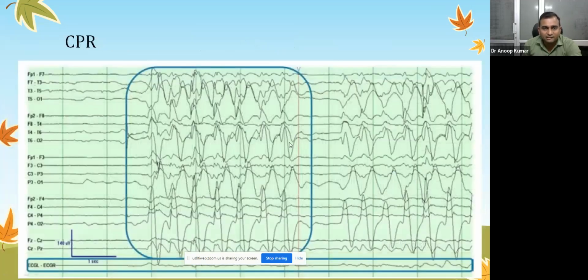These are the rhythmic CPR artifacts. Whenever you do rhythmic CPR chest compression, there will be the CPR artifact on the EEG.